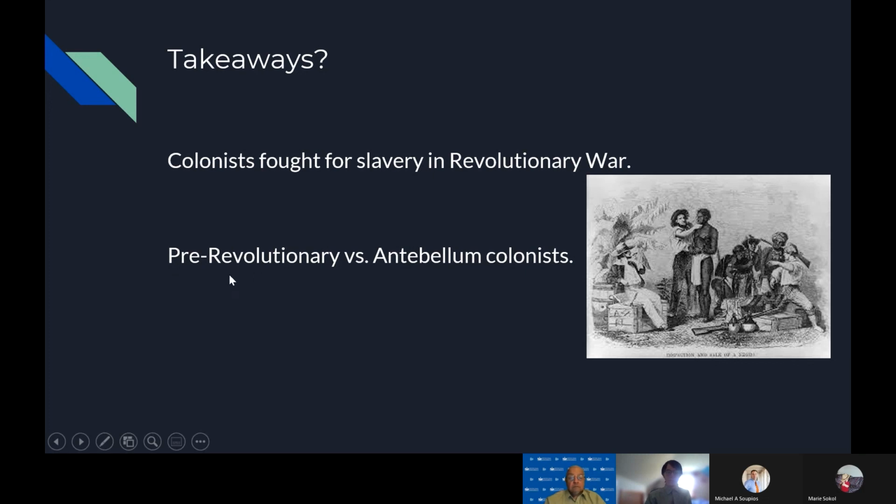And there was this difference in feeling towards slaves of pre-revolutionary versus antebellum colonists, where before they were under British rule and they had to do what British officials told them to do, and after they were able to control them in their own way. So those are the takeaways from the novel.